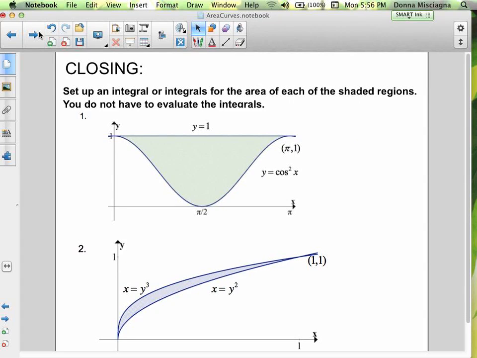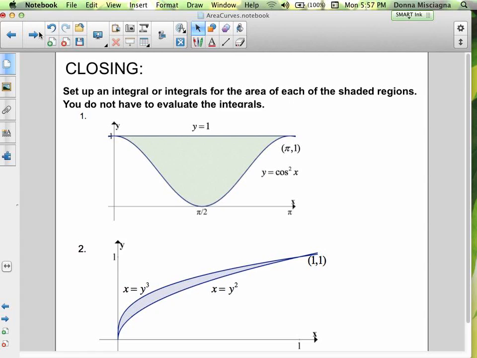And you're going to set up an integral or integrals for the area of each of the shaded regions. You do not have to evaluate the integrals. I just want you to set it up. So number 1 is pictured there. You're just going to set up the integral. So I need to see, is it going to be a dx? Is it going to be a dy? Which way is it going to go?